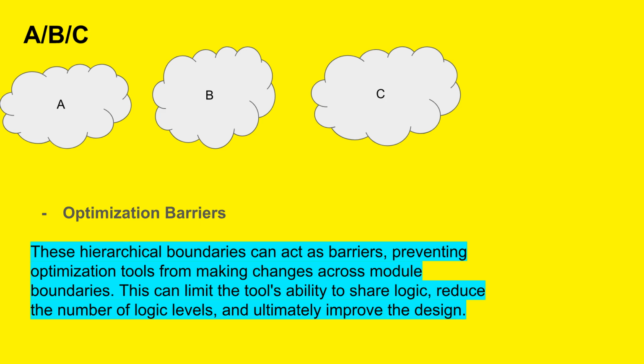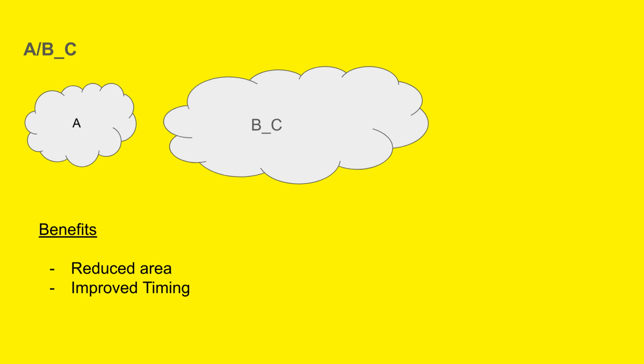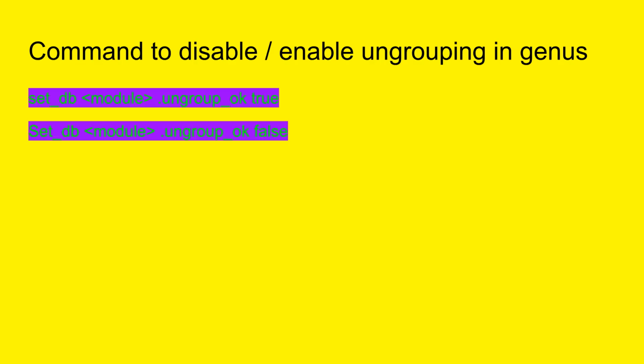These hierarchical boundaries can act as optimization barriers, limiting the tool's ability to share logic, reduce logic levels, and improve the design overall. Ungrouping, such as combining B and C into B_C, offers benefits like reduced area and improved timing performance. In Genus, you can enable or disable ungrouping for a module using the set_db commands shown here.